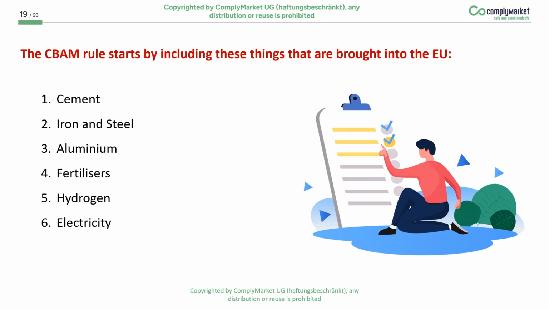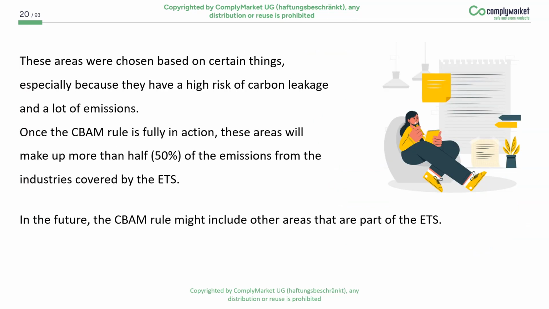Now, which products are under scope? Cement, iron and steel, aluminium, fertilizers, hydrogen, and electricity. Those areas were chosen based on our experience from the ETS because they make up more than half of the emissions of the industries covered by the ETS. However, the scope can increase in future. We have the first 2 years as just a learning phase.